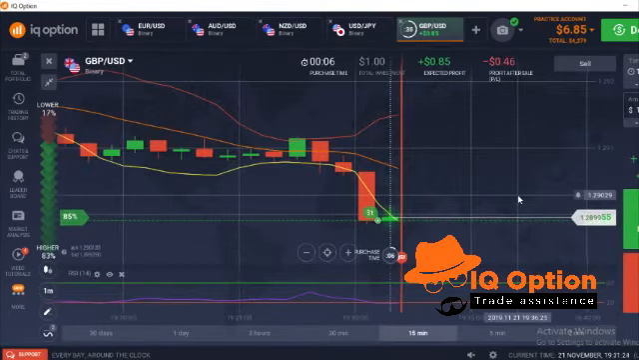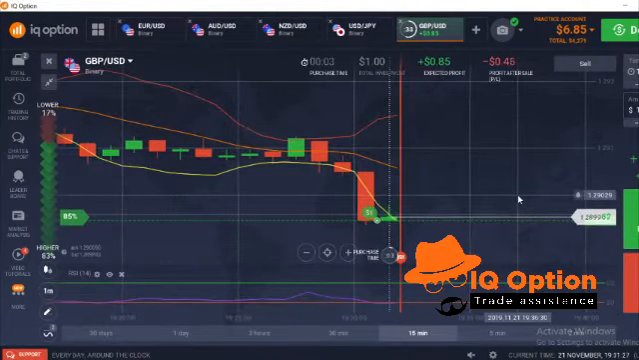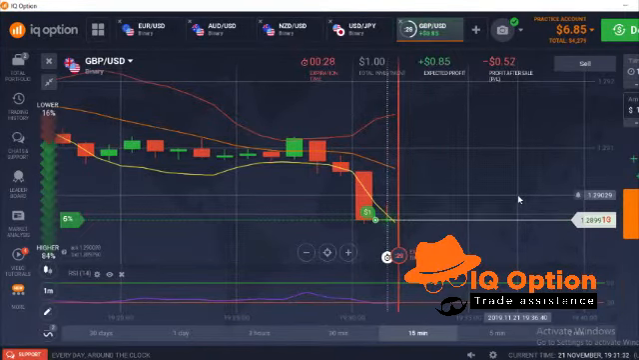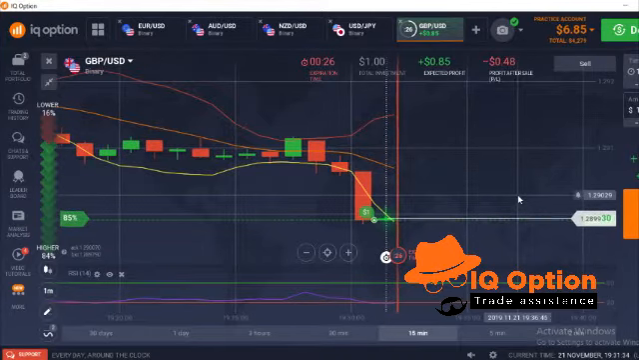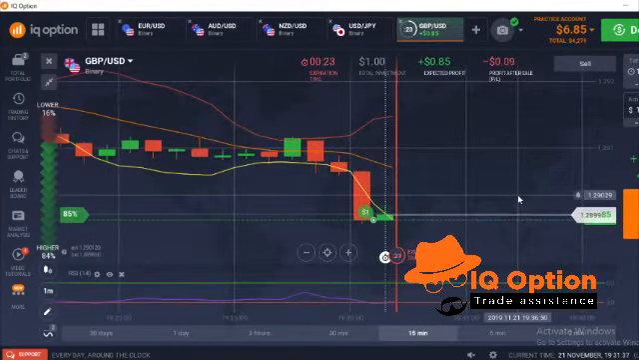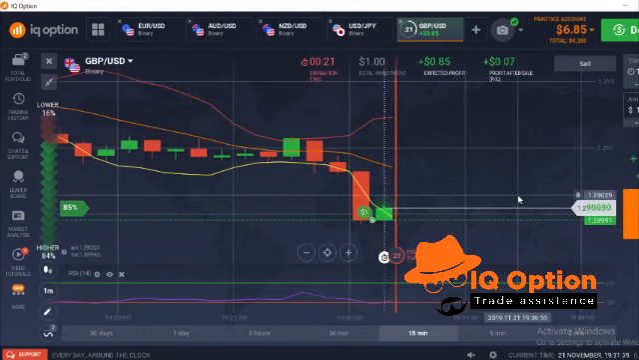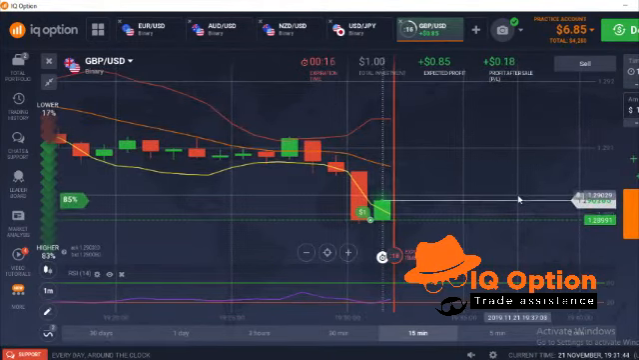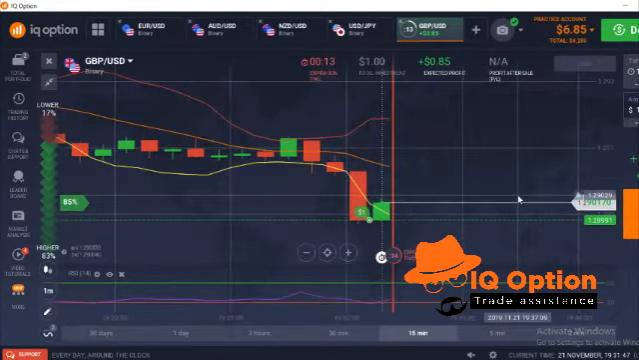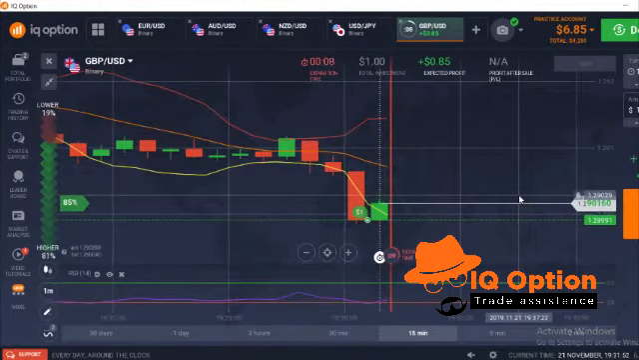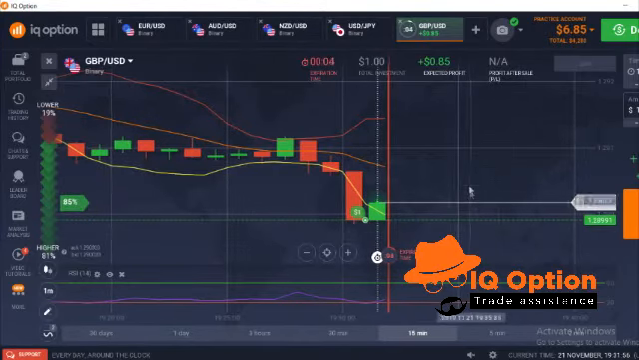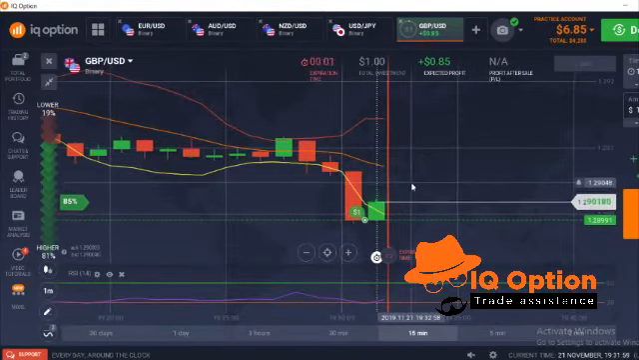Remember, if we lose this trade, we will use martingale recovery. So we wait. Remember, we are trading with roughly 10% of our balance. Do not be tempted to trade with more, otherwise you might lose your money. And guys, we are winning this trade. We won that trade. So now we are at $8.